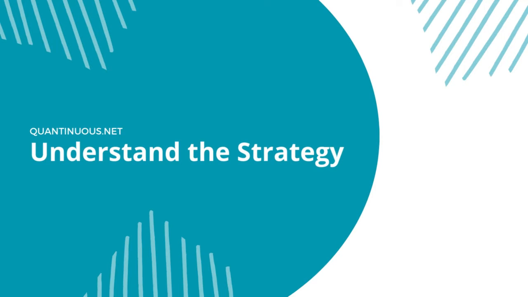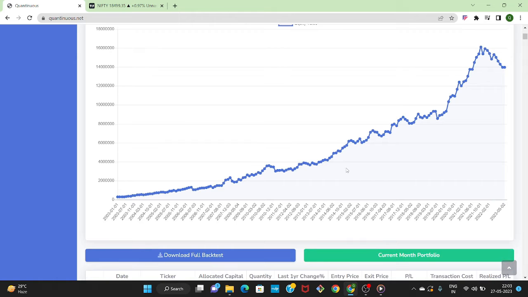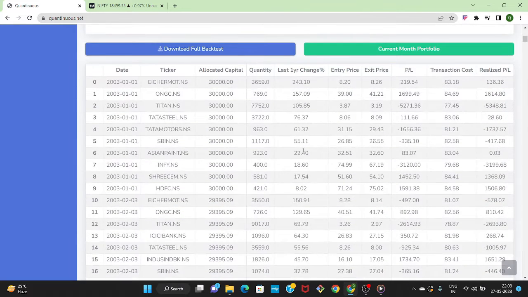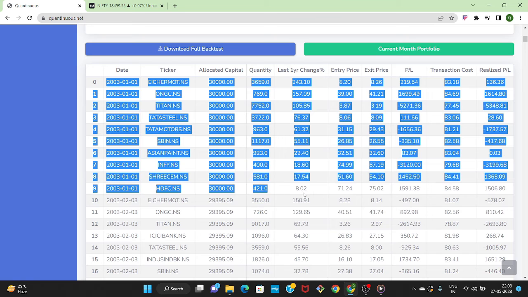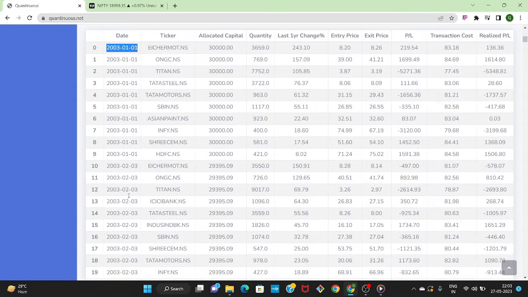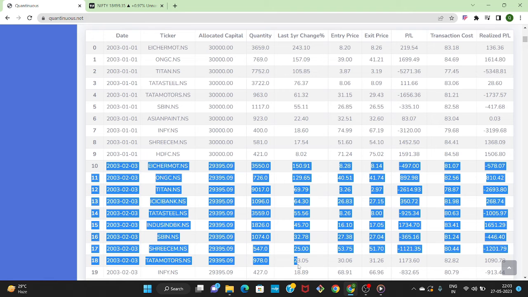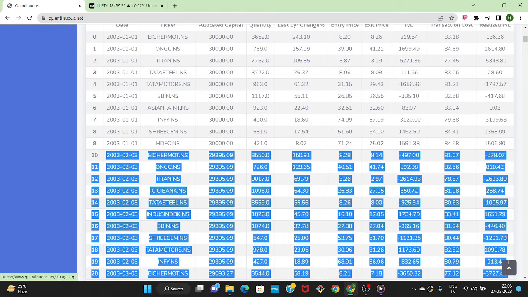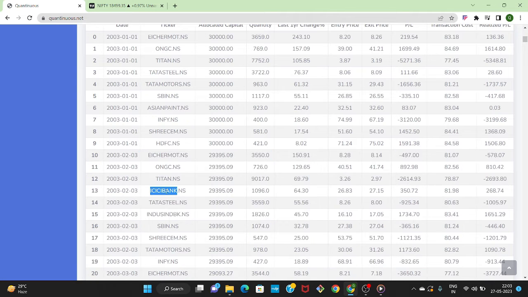Now let us understand the strategy first. As part of this strategy, at the beginning of every month, we select the top 10 stocks of the Nifty 50 universe. You can see over here, the calculation starts from 2003 and the strategy purchases the top 10 stocks at the beginning of the month and holds them for that entire month. At the beginning of the next month, the portfolio is rebalanced and the top 10 stocks are recalculated. As you can see, ICICI Bank was not there in Jan, but it got added to the portfolio in Feb. At any given point in time, the strategy is holding only the top 10 performing stocks and holding them for 1 month.